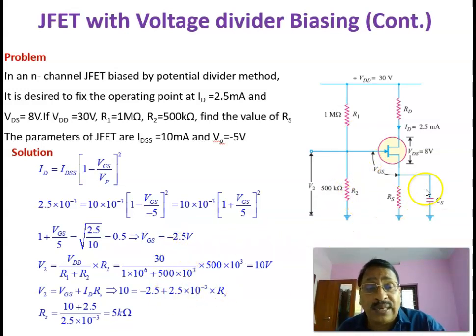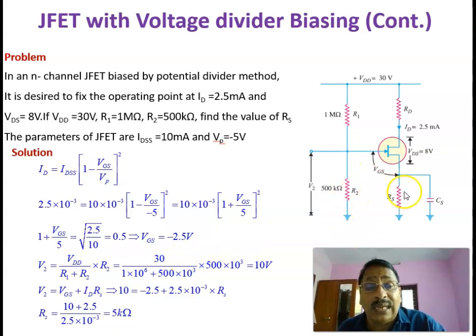Our aim is to find out RS. Next you have to calculate the voltage coming at this point. That is equal to 30 divided by this resistance plus this resistance, into this resistance. That gives 10 volt, which is the voltage at the gate with respect to the ground. And you also have VGS equal to minus 2.5.